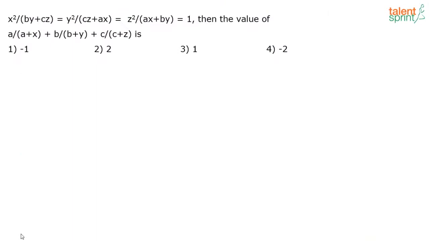So the next question is on your screens now. How does it look? x squared by by plus cz equals y squared by cz plus ax equals z squared by ax plus by equals 1. Then find the value of a by a plus x plus b by b plus y plus c by c plus z. Options are -1, 2, 1 and -2. So you've got 60 seconds for this. Your time starts now. Let's see how many of you get it right.